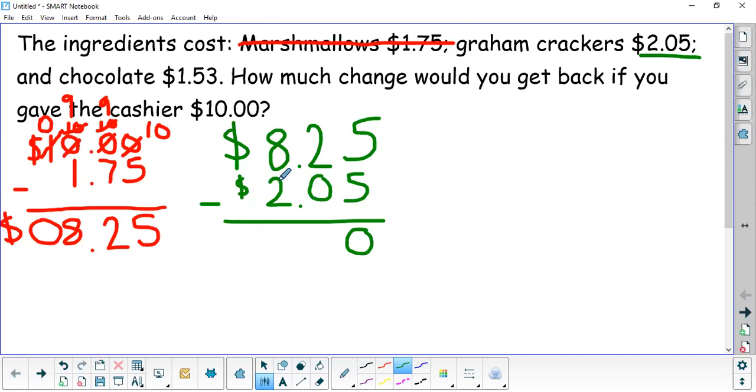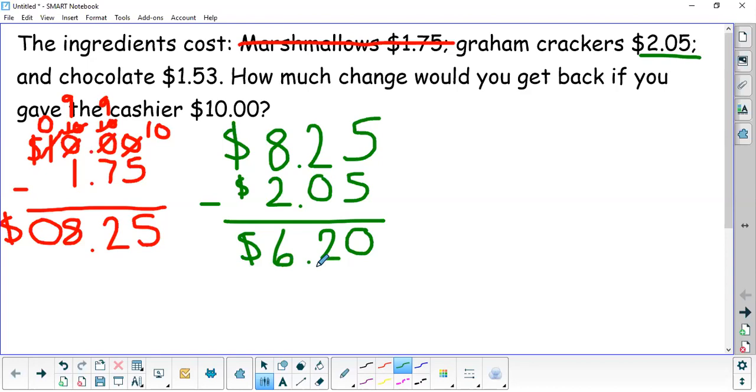Okay, so now I've done that. Now 2 minus 0, I can also calculate that. 2 minus 0 is 2. Drop down the decimal place. We don't want to lose our decimal. 8 minus 2 is 6. So that leaves us with $6.25. Oh, not 25, I'm sorry, $6.20. So we have $6.20. Am I done?